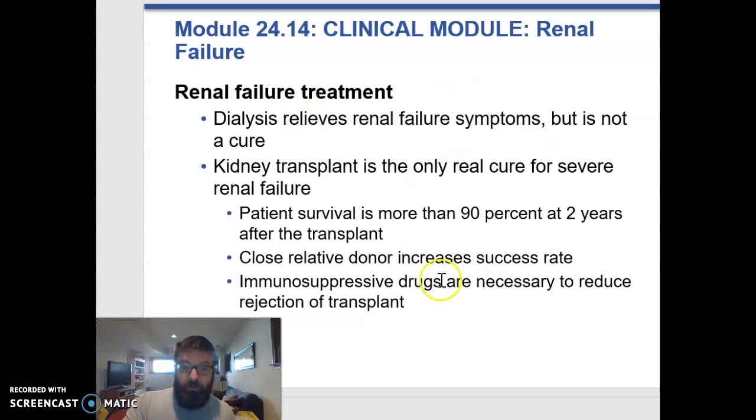Patient survival is more than 90% at the 2-year mark, which, for transplants, is very, very good. You have to use immunosuppressive drugs to prevent rejection. The only issue is there are not that many kidneys available, right? So if you know someone who is a match for you, they can donate you a kidney, which is obviously asking a lot of somebody, but you can survive and thrive even with a single kidney. It tends to increase in size to make up for the lost capacity.